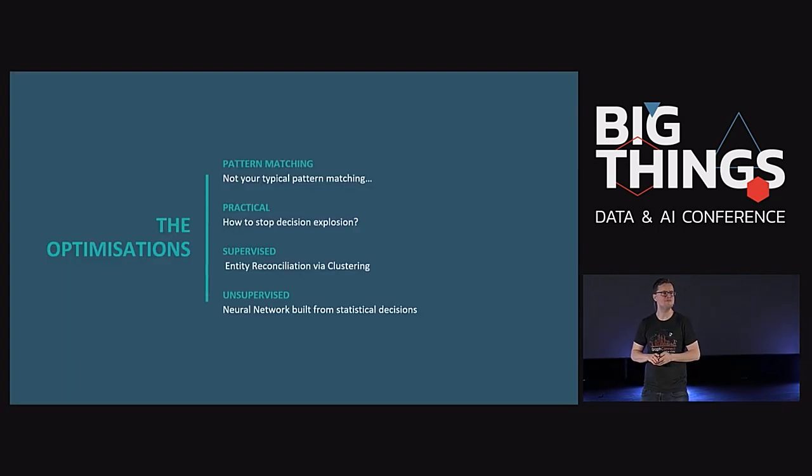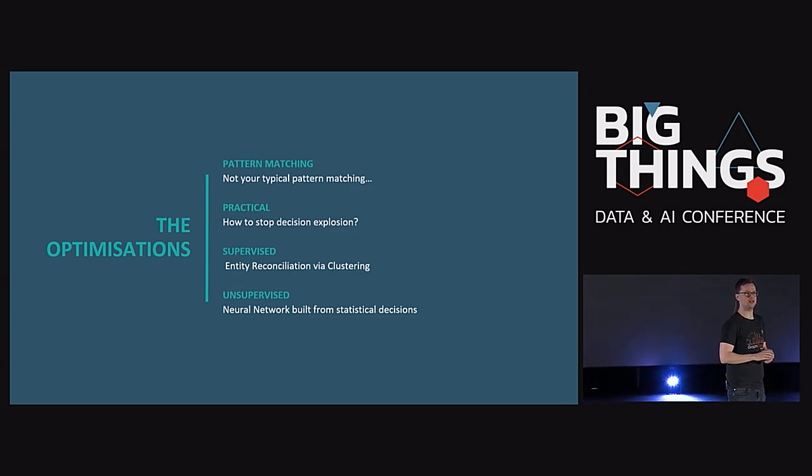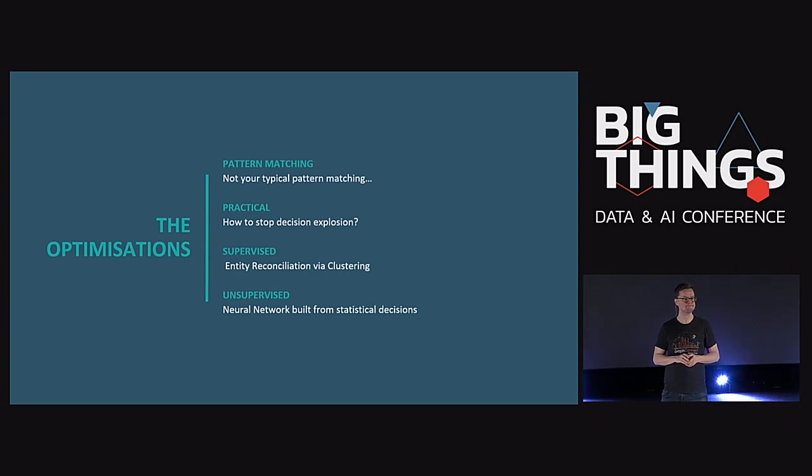So I want to talk about four techniques that we built into our decision engine to raise the confidence of deduplicating data across a business. The first was pattern matching, and not probably the type of pattern matching that you're used to. I mean pattern matching in a graph.